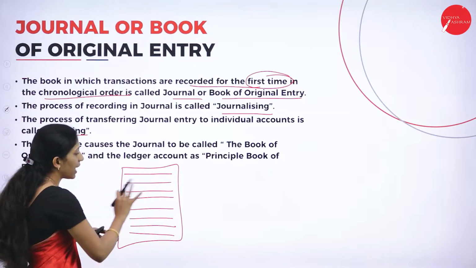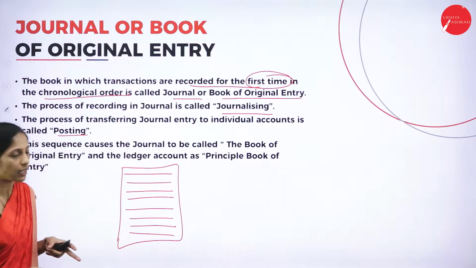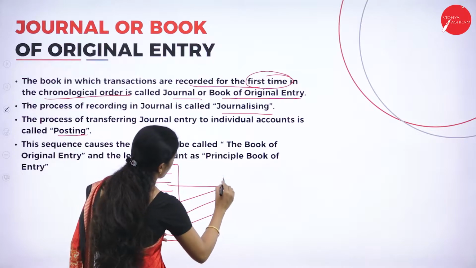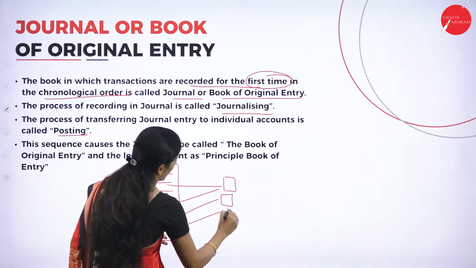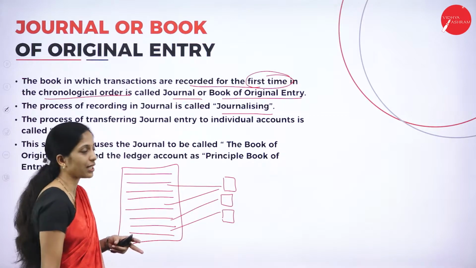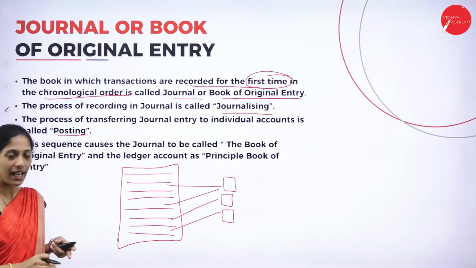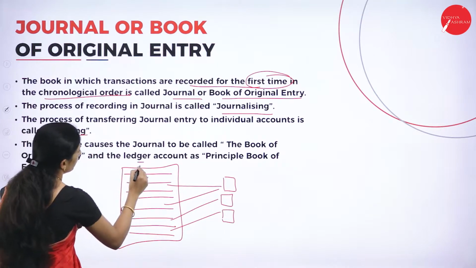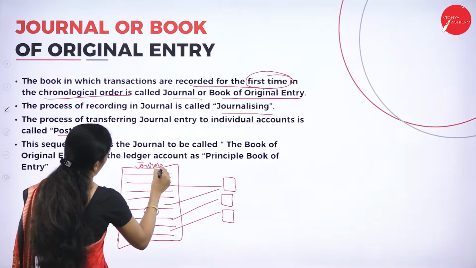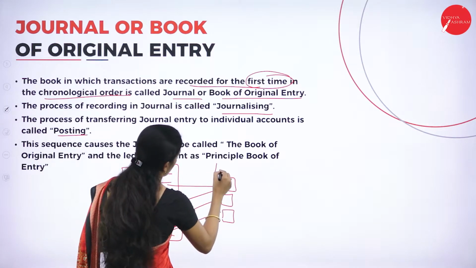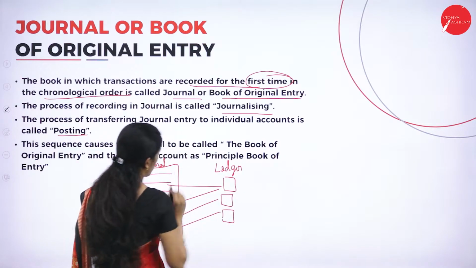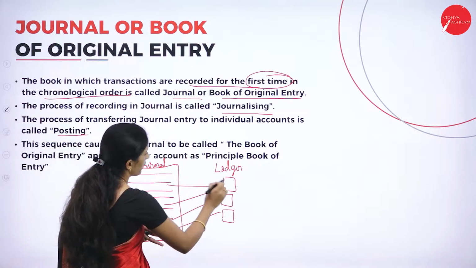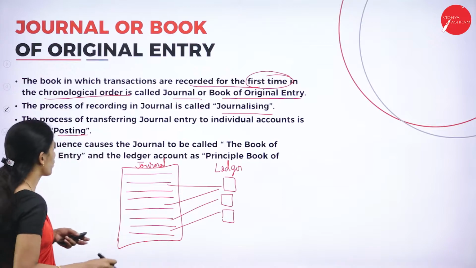So, this recording of transaction in journal is called as journalizing, and the process of transferring these entries to individual accounts is called as what? Posting. So, recording in journal is called as journalizing, and transferring the entries from journal to ledger. Now, this is journal, and the process of transferring journal entries to individual ledger accounts is called as what? Posting.